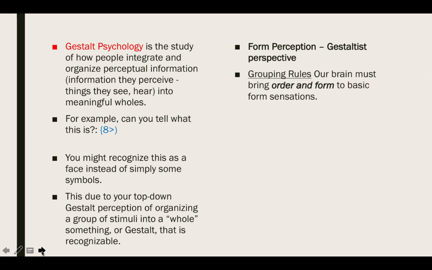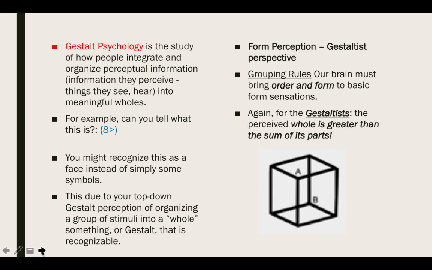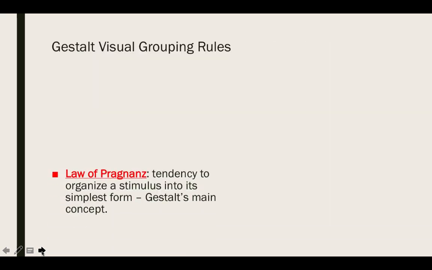So Gestaltists have identified grouping rules that your brain uses to organize and create form out of pieces. And that's where the statement, the whole is greater than the sum of its parts, comes from. For example, in this image, you might be able to perceive a cube as opposed to many intersecting lines on a flat surface. So if you could see a three-dimensional cube, that whole is greater than certainly the intersecting lines that are drawn on that screen. So let's take a look at the grouping rules.